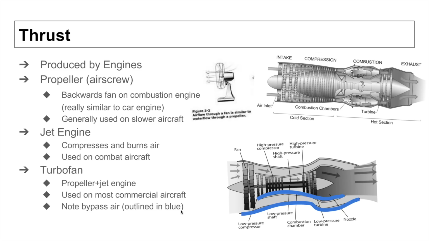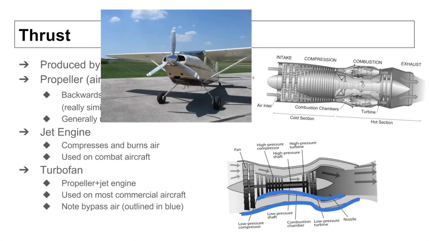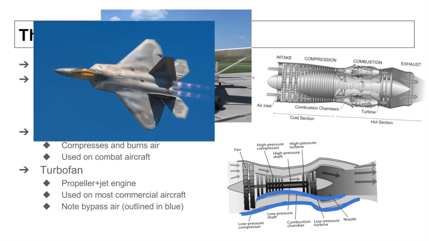And here are some pictures of aircraft. This is an aircraft that uses a propeller engine. This is a propeller. The combustion or piston engine is inside the nacelle. This is an F-22 Raptor. It uses jet engines. As you can see, it's burning a lot of fuel, but it can also go very, very fast. I believe the F-22 Raptor is a class Mach 2 aircraft, so it can go twice the speed of sound.